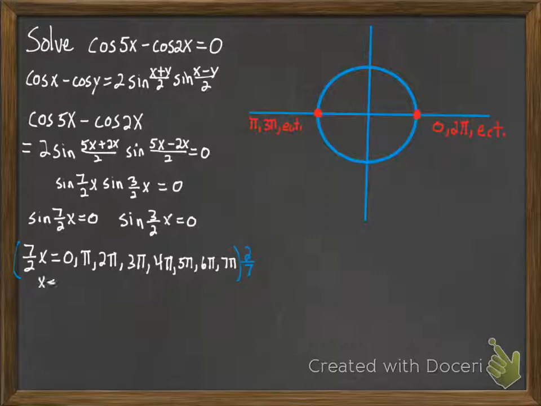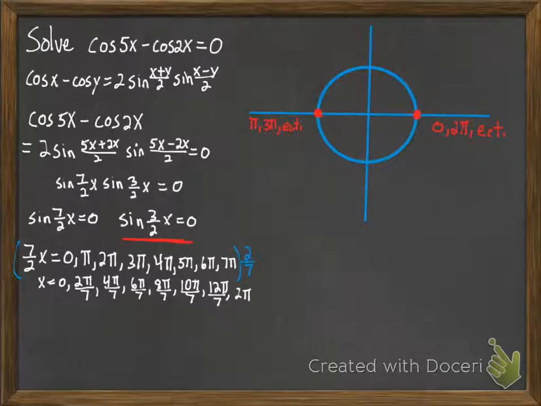And we distribute through. And so we get these 8 solutions: 0, 2π/7, 4π/7, 6π/7, 8π/7, 10π/7, 12π/7, and 2π. But that was just the sine of 7/2 x equals 0.